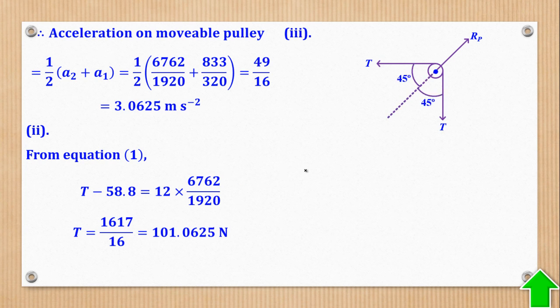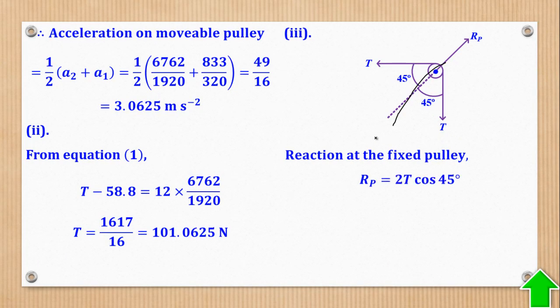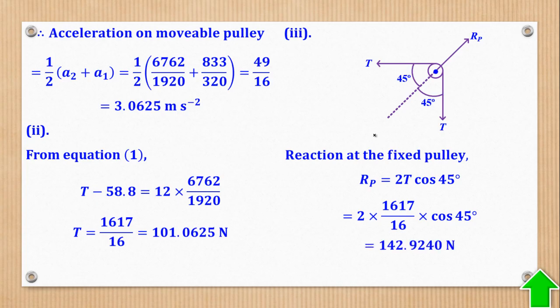So here the concept is that this angle here is divided into 2 halves. So it was 90 divided by 2, you get 45. So this will be 45, 45. Then I resolve along this line to come up with RP being equal to 2T cos 45. Substitute for T, and you come up with the reaction they wanted.